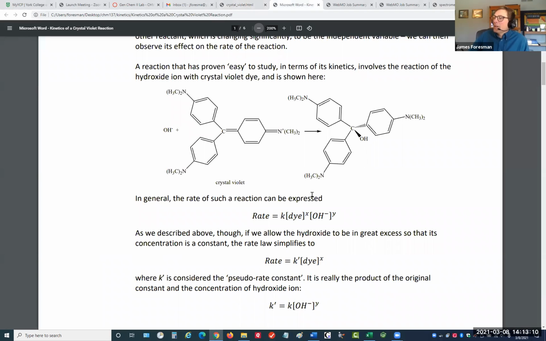Oops. So I'll come back to the handout here. And the equations that we'll be using to analyze the data are all summarized here.